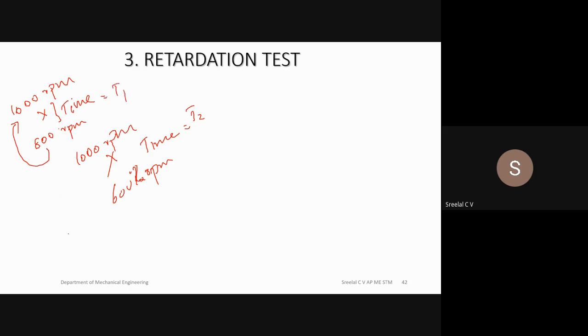Similarly, for 20, 40, 60 and 80% reduction in the rated speed, we will take this much time: T1, T2, T3, T4. Understood?